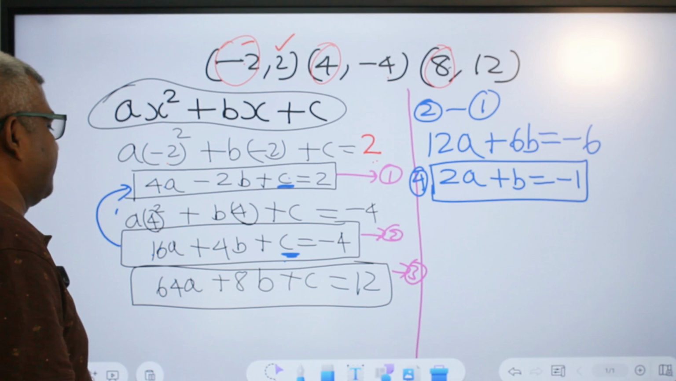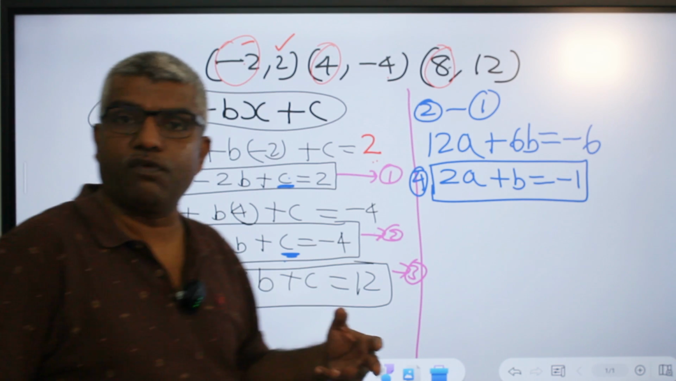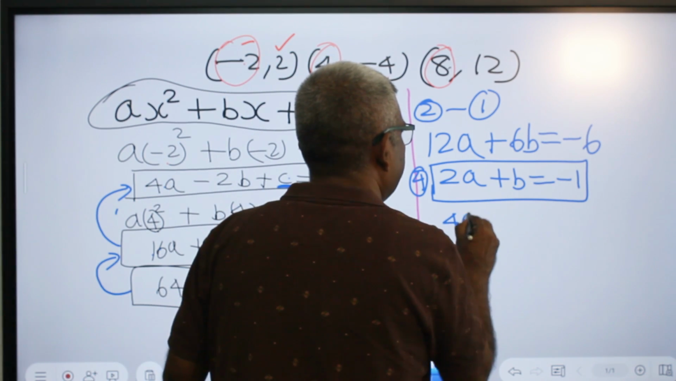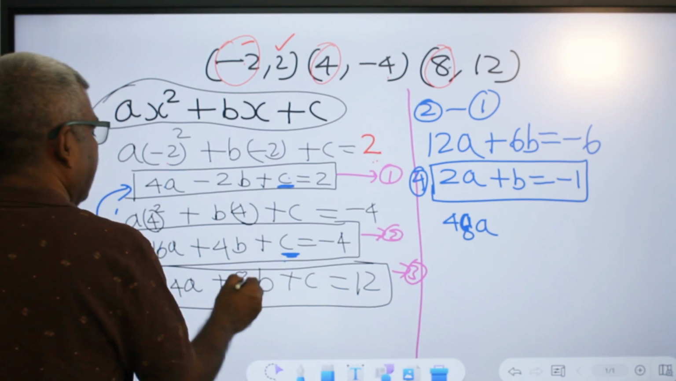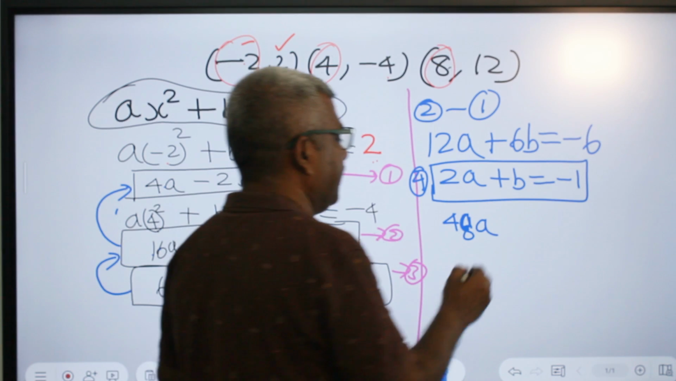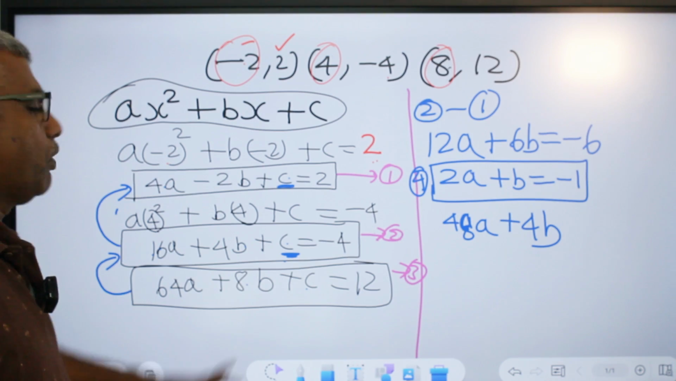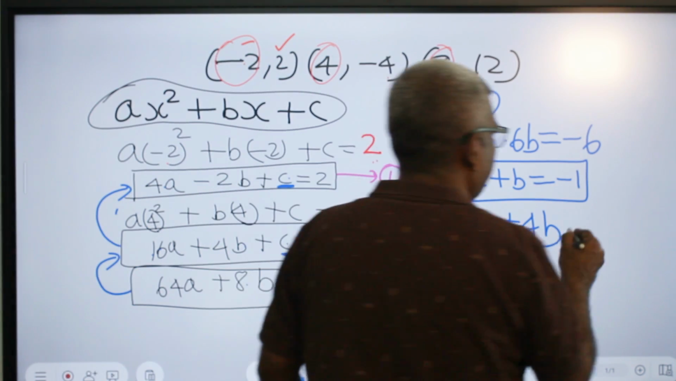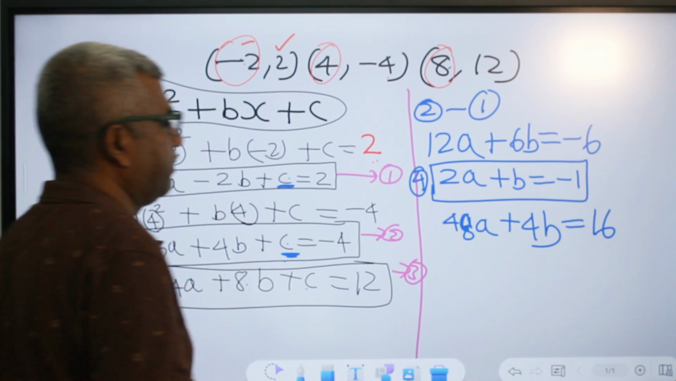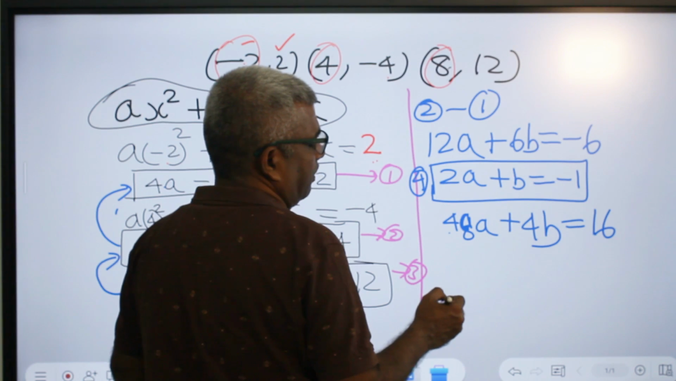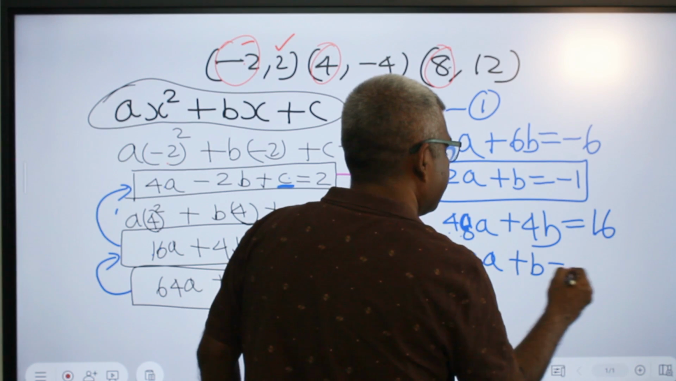Now equation 3 minus 2. 64a minus 16a is 48a. 8b minus 4b is 4b. c minus c cancels. 12 minus minus 4 is equal to 16. Here also you can simplify further. How can we simplify? Divide by 4. 12a plus b is equal to 4.